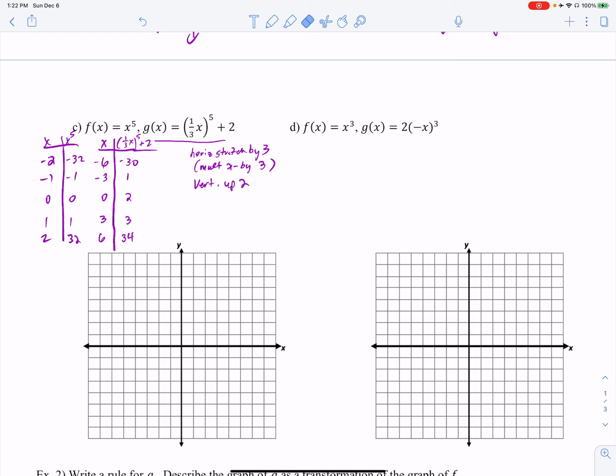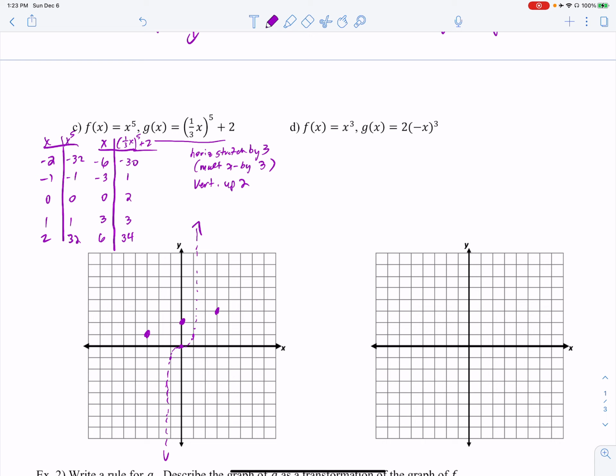So at negative 3, we're up at 1. At 0, we're up at 2. At 3, we're up at 3. And then by the time you hit negative 6, you're going to be off the chart. So this is x to the fifth, the parent function, which I didn't get graphed in here, I should. The parent function is going to look like this.